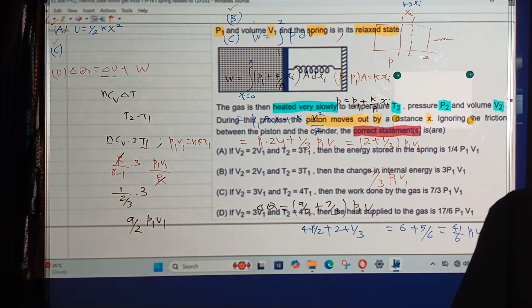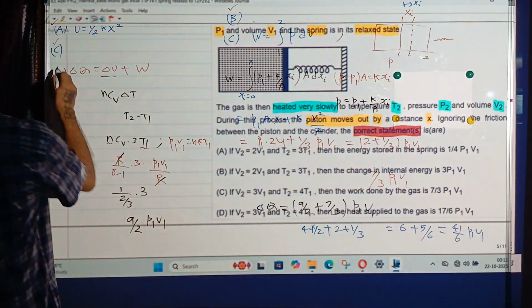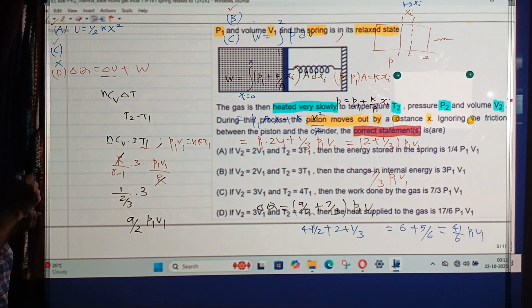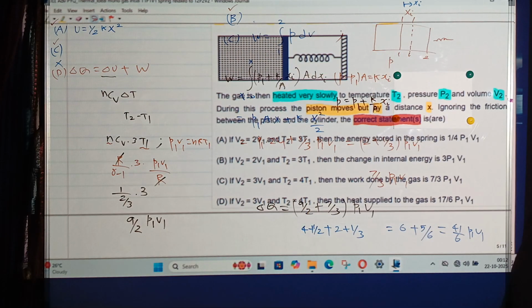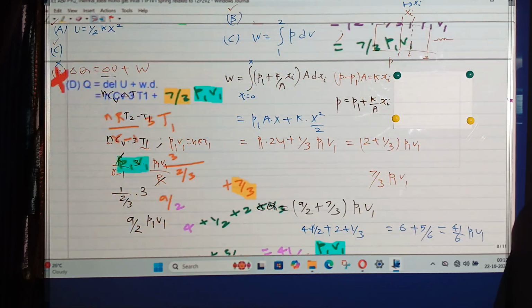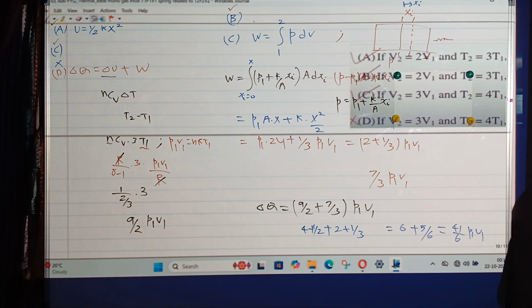Option D is 17/6 P1V1. So option D is false. So A is true, B is true, C is true, D is false. That is the correct answer.